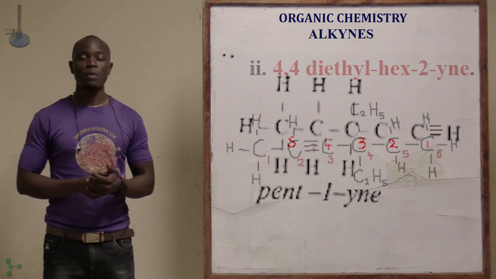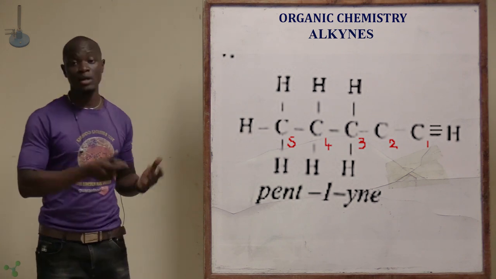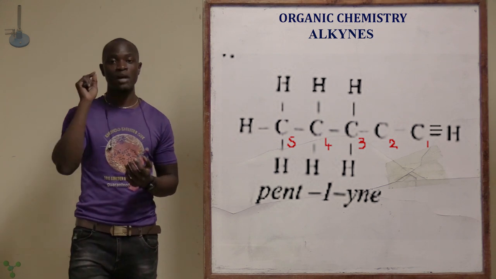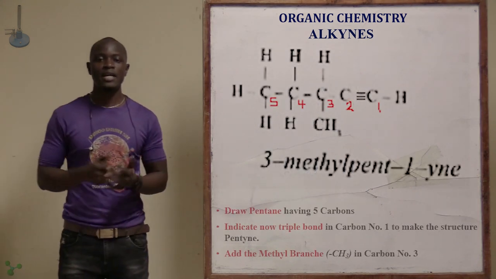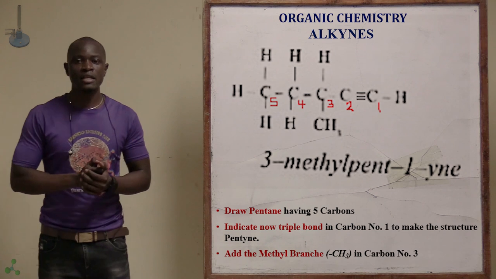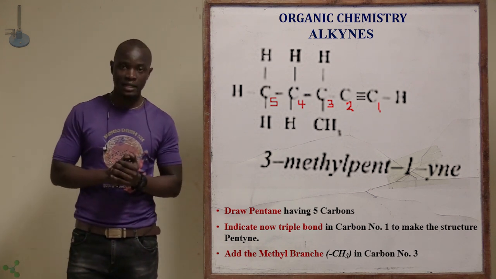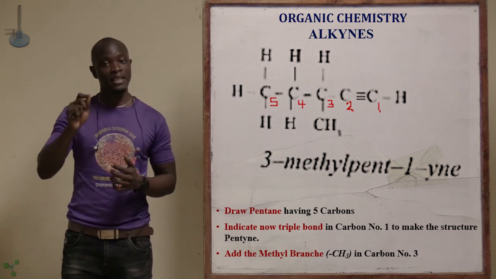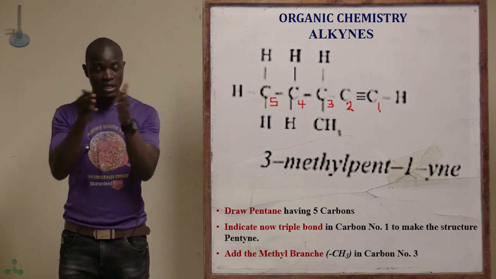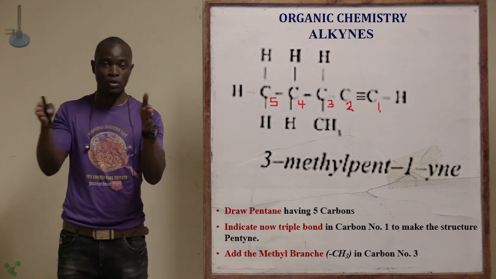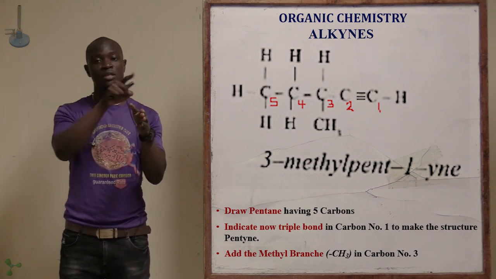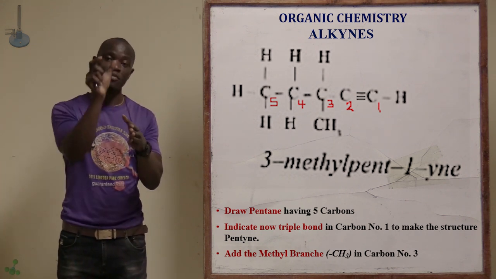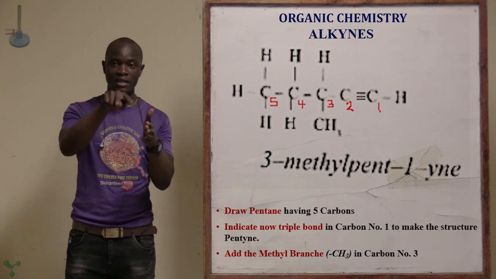After drawing the branches, populate the rest with hydrogen. Apart from that, we have pent-1-yne. Pent-1-yne means that we have five carbon atoms, and after the first carbon atom, we have the triple bond. Like, for example, 3-methylpent-1-yne. Take that information, pent-1-yne, and draw that one. Pent, five carbon atoms, so draw the first five carbon atoms. After that, go back to the information. After carbon number one, we have the triple bond, so set the triple bond.